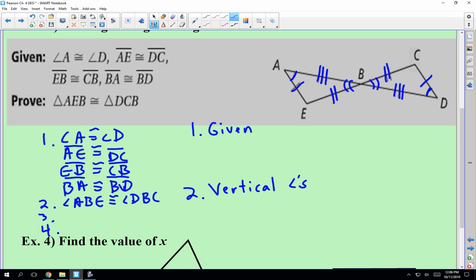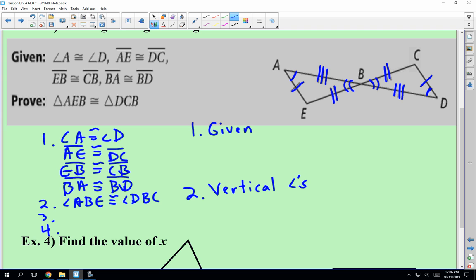And I call this a bow tie. Kind of looks like a bow tie. It's an off-kilter bow tie, right? Anytime you have a bow tie involved, it usually uses vertical angles because they come to a point right there where the knot of the bow tie would be. So when you see bow ties, think vertical angles are going to be in the proof.